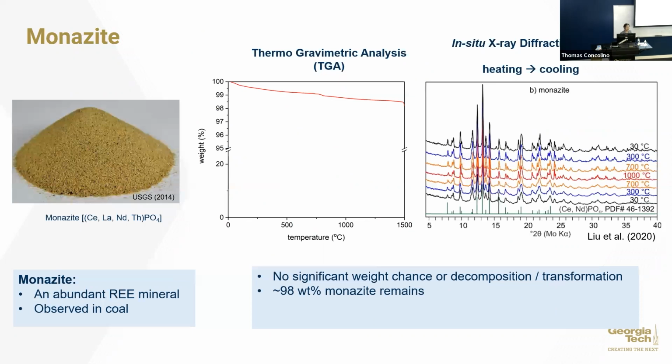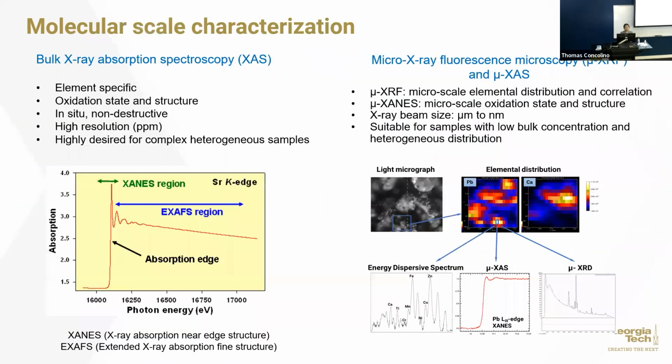And then we look at monazite, which is on the other end of the spectrum with no transformation. Monazite is a very common REE phosphate mineral, and it's also observed in coal. And as I mentioned, there's no significant weight change or decomposition transformation along these heating processes. They remain in their REE phosphate structure. So these are the two ends of the spectrum.